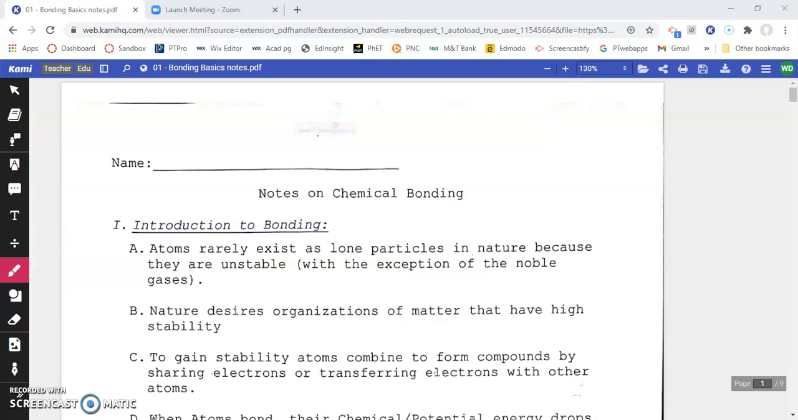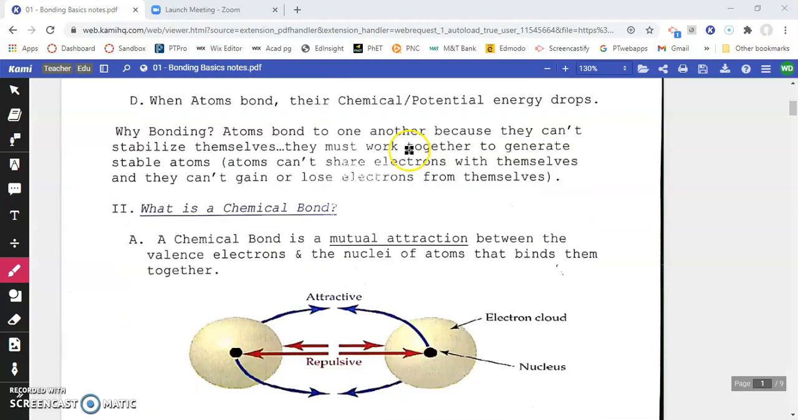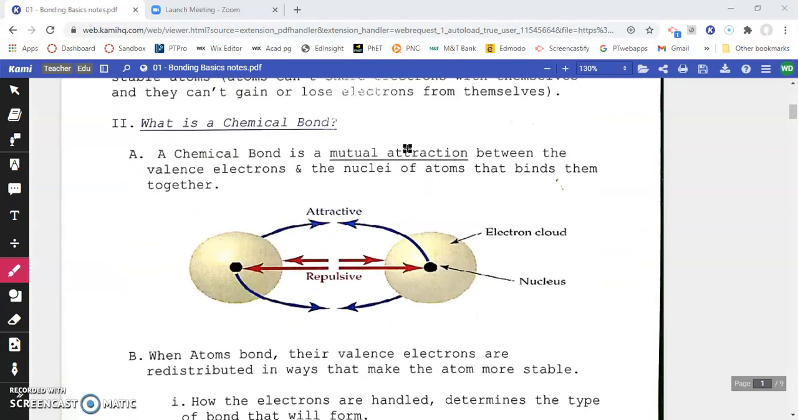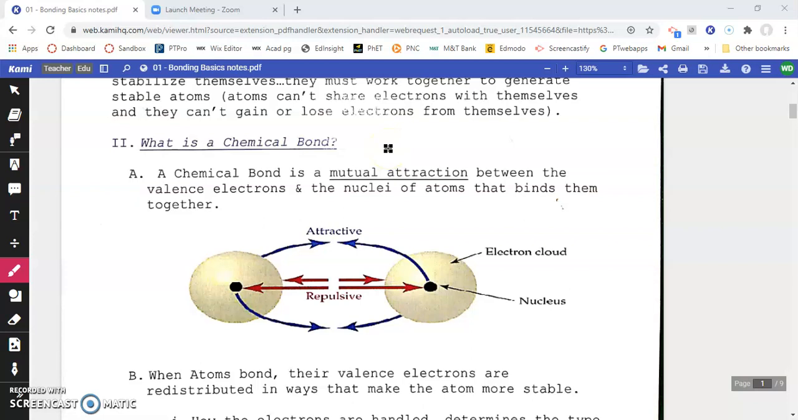What I want to do real quick is revisit what we talked about Friday, and that is: what is a bond? Down here in the notes, a chemical bond is the mutual attraction between the positive nucleus of an atom and the electron cloud of another atom. Coulomb's law: oppositely charged regions of different atoms attract one another, and there are some repulsive forces that keep them from collapsing completely into one gigantic atom.